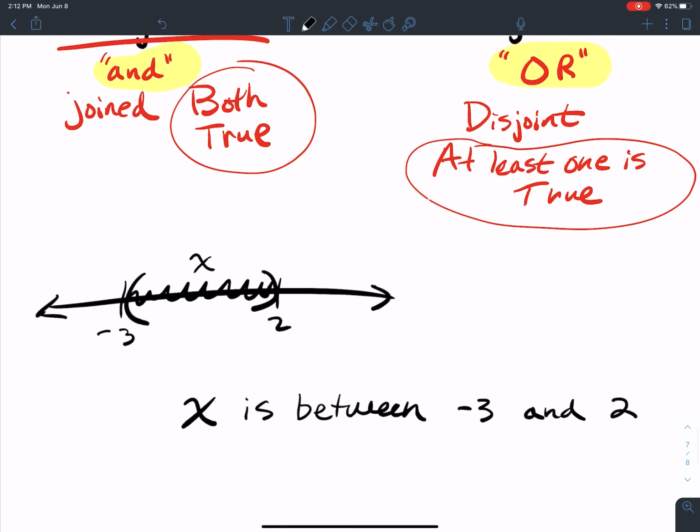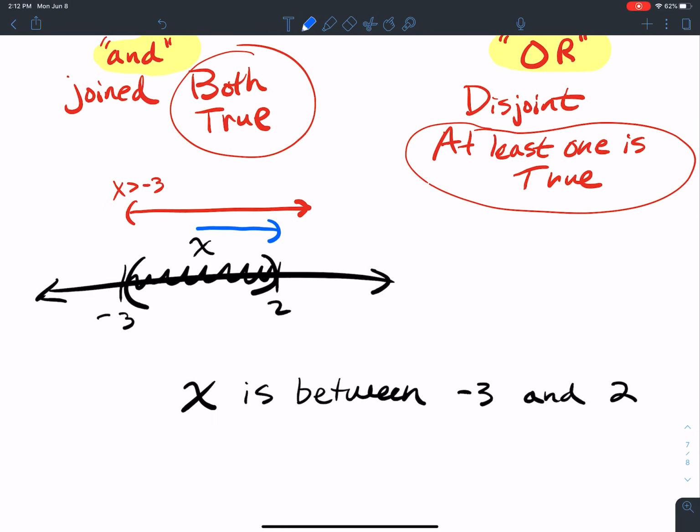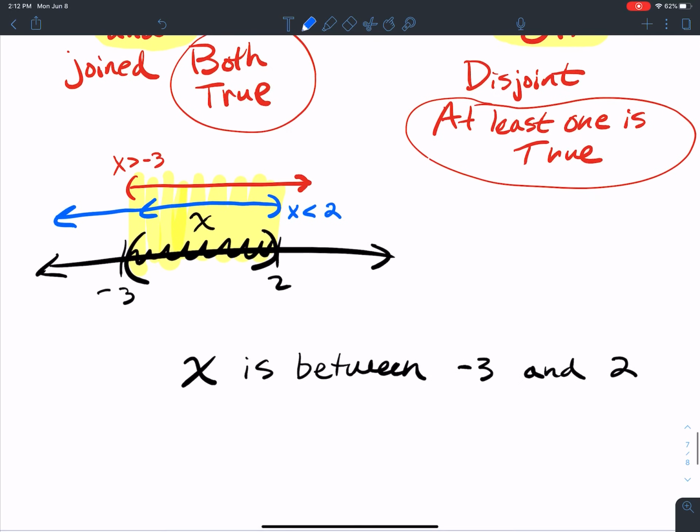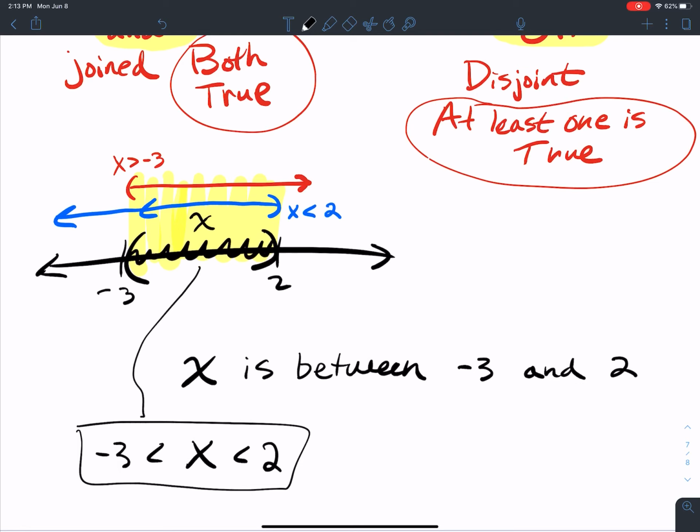So what does that mean? To do this, X is greater than -3, okay? But it's also less than 2. All right, so it's also less than 2. So where is it true for both? It's true for both where it overlaps there. So X is between -3 and 2. This is how I would write this right here.